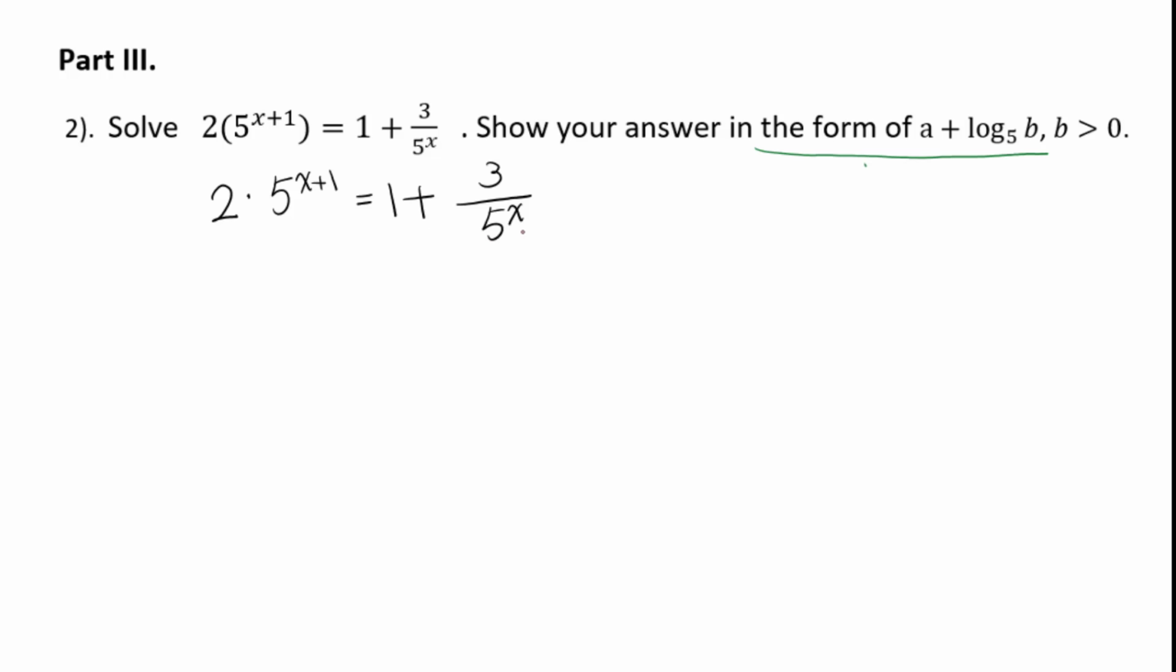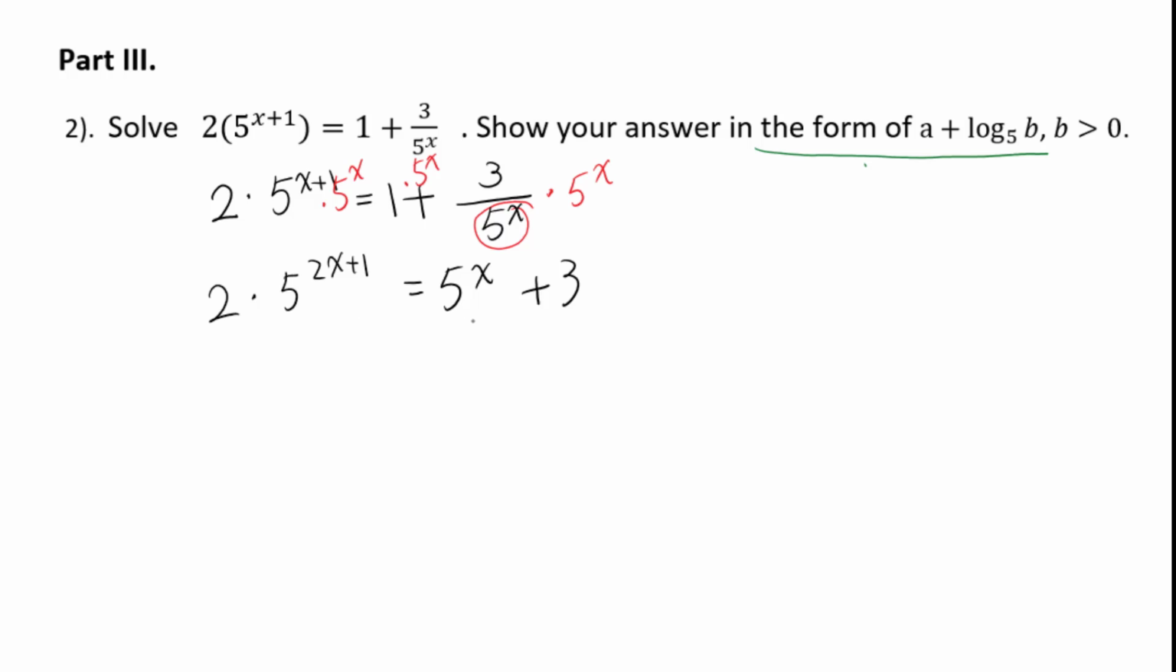First step, we need to get rid of this denominator by multiplying 5 to the x power for every single term. We will get 2 times 5, add exponents, 2x plus 1 equals 5 to the x power plus 3.